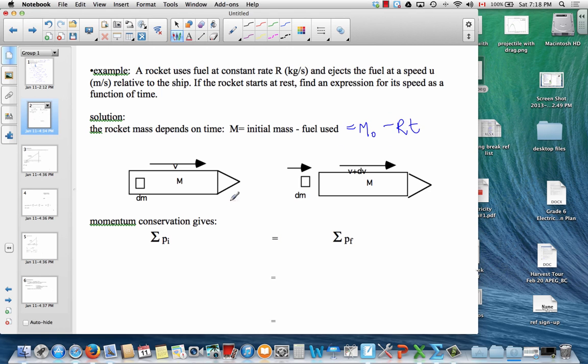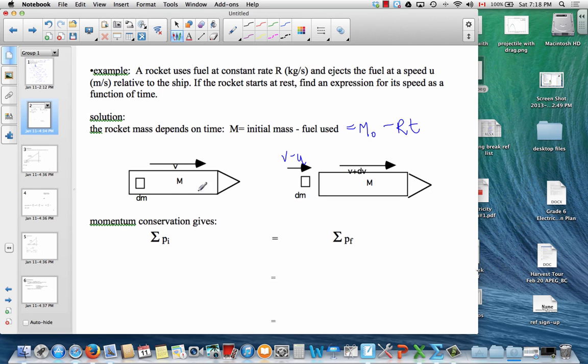So now here's a picture of rocket plus a little bit of fuel that we're about to burn, both moving at speed v. Now what happens is the burnt fuel gets ejected backwards at a rate u relative to the ship. Well, that means that it's slowed down by an amount u relative to the ground. It's now moving at speed v minus u. As a result of ejecting that fuel backwards, the rocket itself is now sped up by a tiny amount dv.